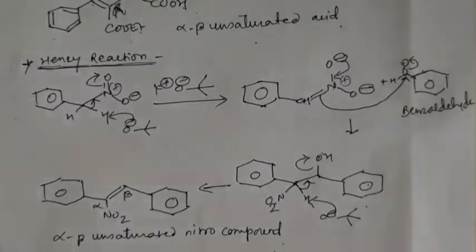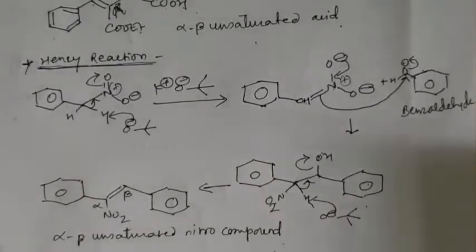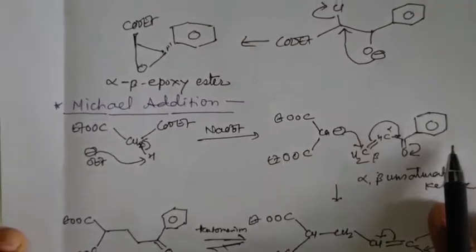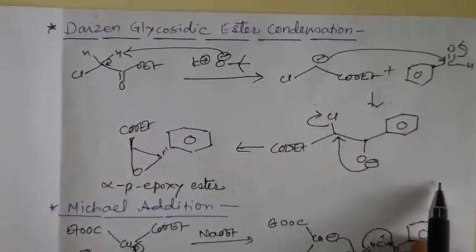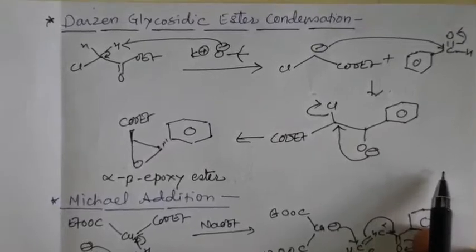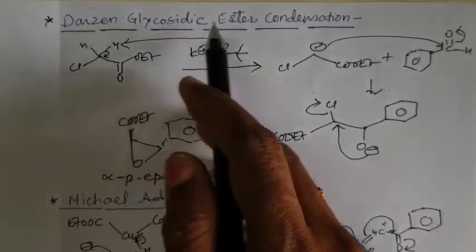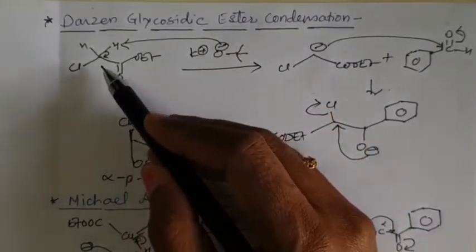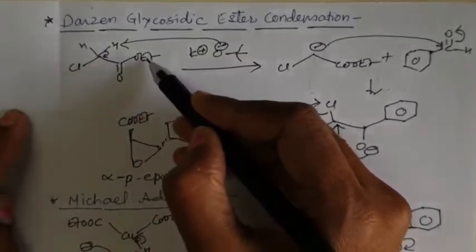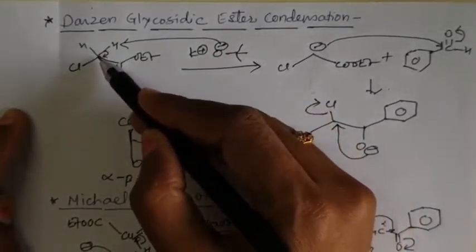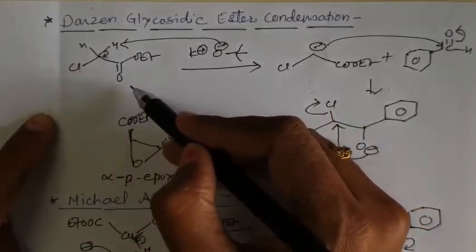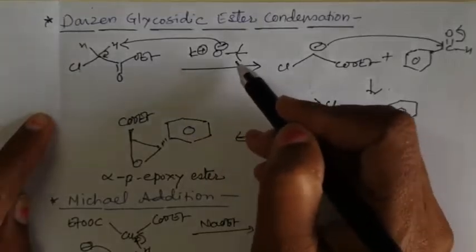Now next is the synthesis of alpha beta epoxy ester, and this reaction is actually called the Darzens glycidic ester condensation reaction. Okay, so here we are using the alpha haloester. Actually it is ethyl acetate, CH3 C double bond OEt. One of the alpha hydrogen atoms is replaced by chlorine, so it becomes an alpha haloester. Alpha chloroethyl acetate we are using, and treat it with potassium tertiary butoxide.